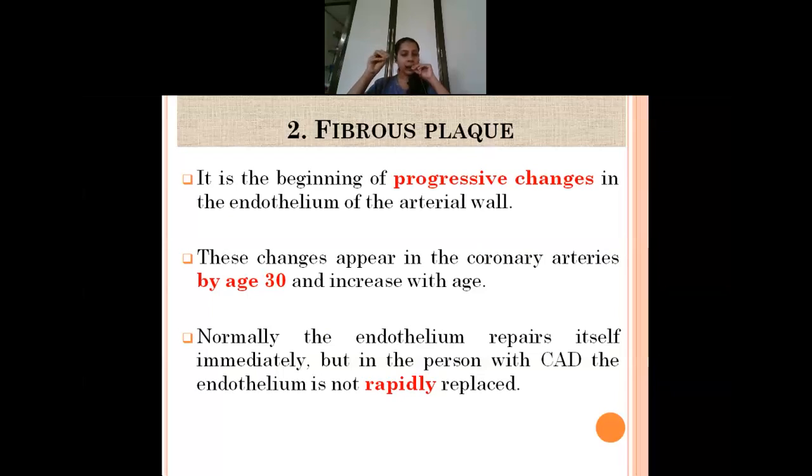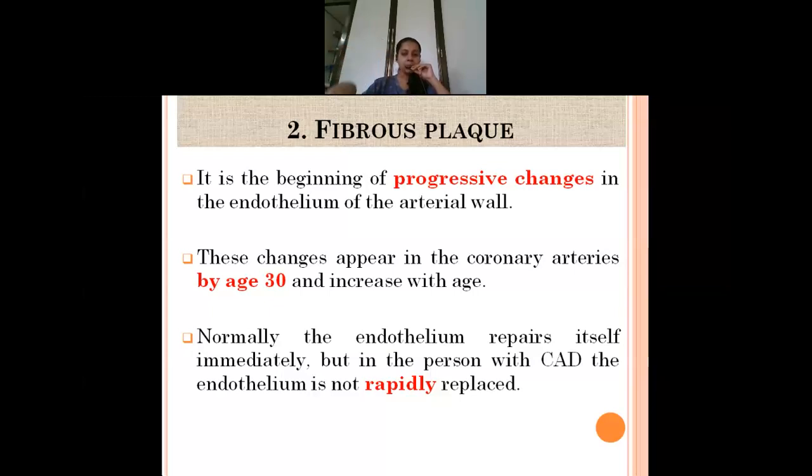By the age of 30 this stage starts, and it will slowly go on increasing. In a normal person, the endothelium which is getting damaged will be repaired immediately. But with a person with CAD, what will happen? The endothelium will not be replaced. It will not be able to rapidly replace.